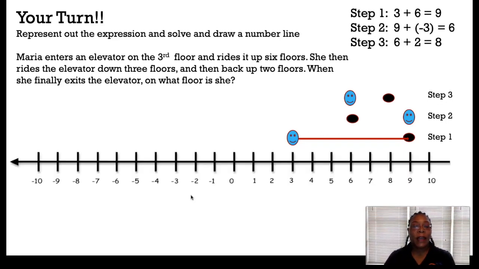Using a number line, I can do the same exact thing. Start on the 3, I'm going to go to the right 6 intervals and end up on a 9. But then I'm going to go to the left 3 intervals, end up on a positive 6, and then again to the right, end up on a positive 8. Great job.